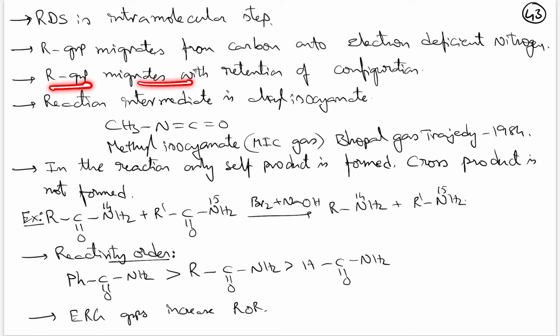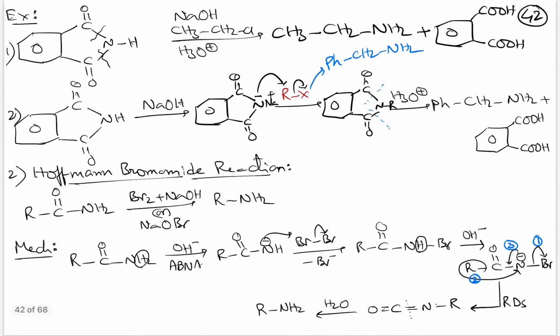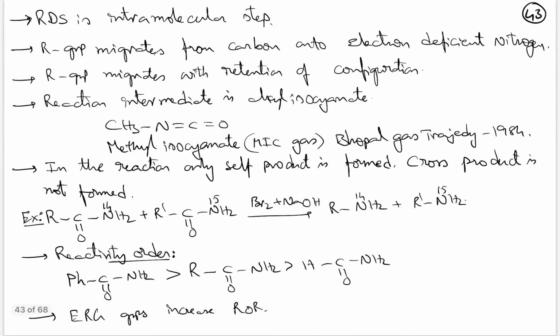R group migrates with retention of configuration. That means if this R group has any optical activity, any particular configuration, then that configuration will not be disturbed while it is migrating. Okay, the reaction intermediate is alkyl isocyanate, and we all know methyl isocyanate, MIC gas, which was responsible for the Bhopal gas tragedy in 1984.